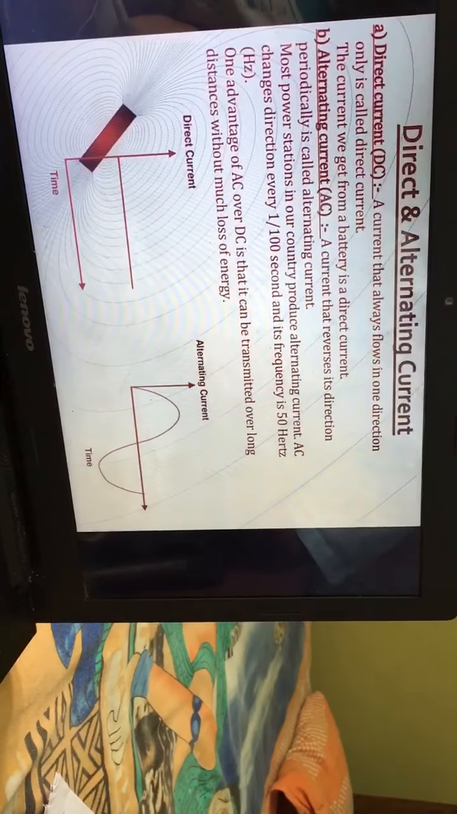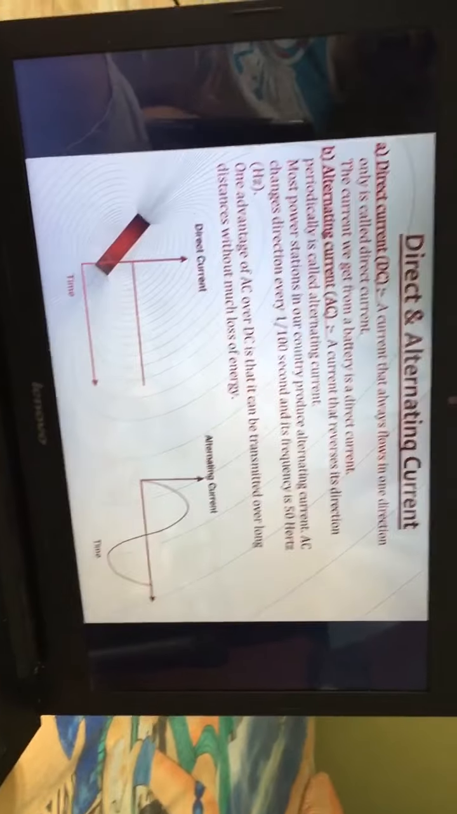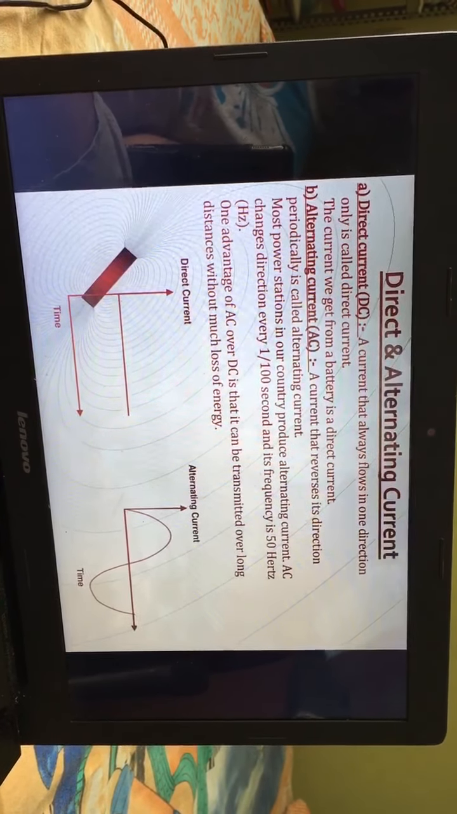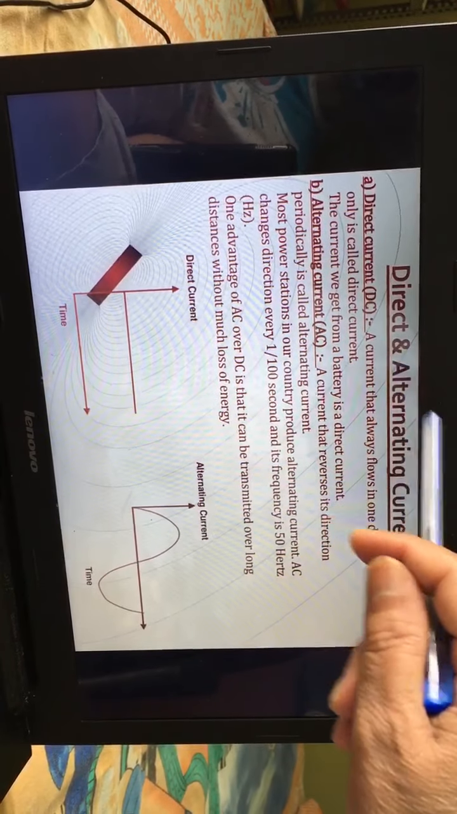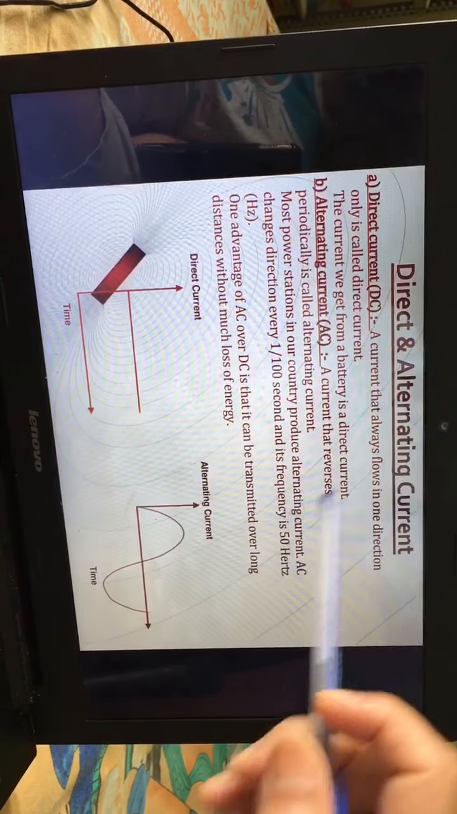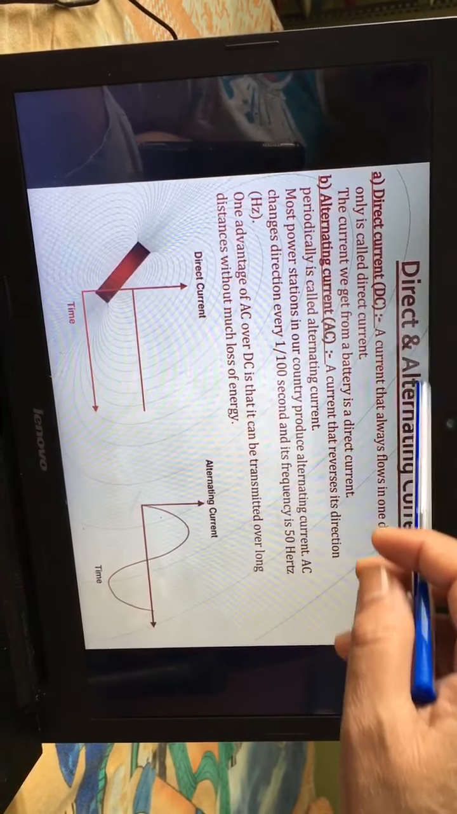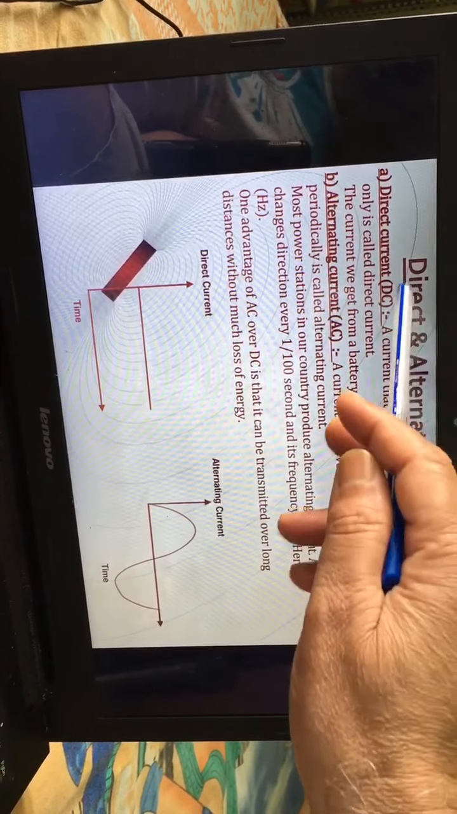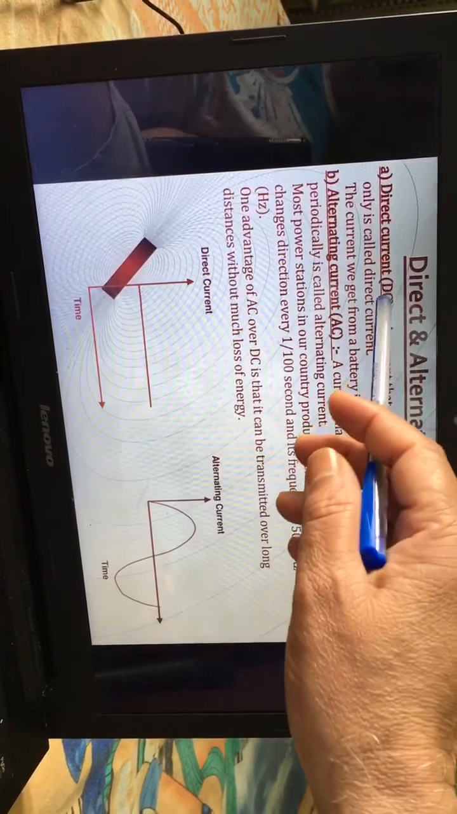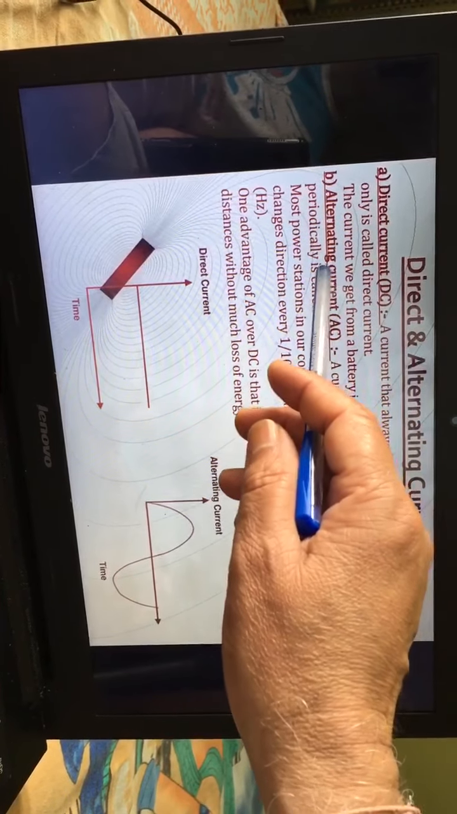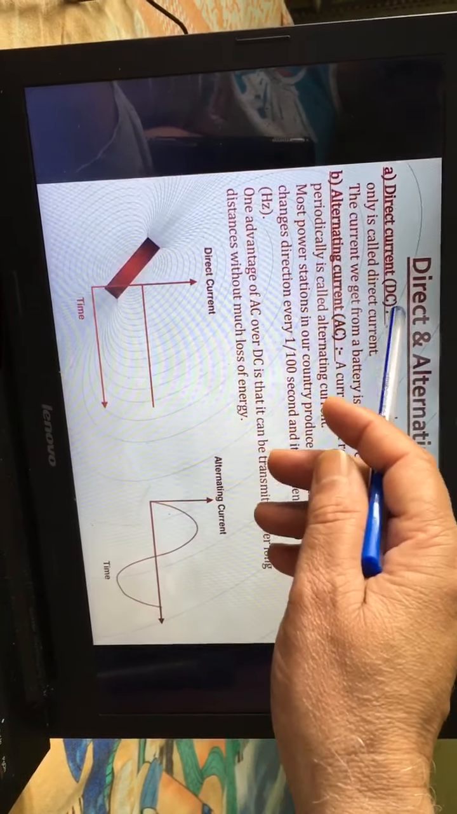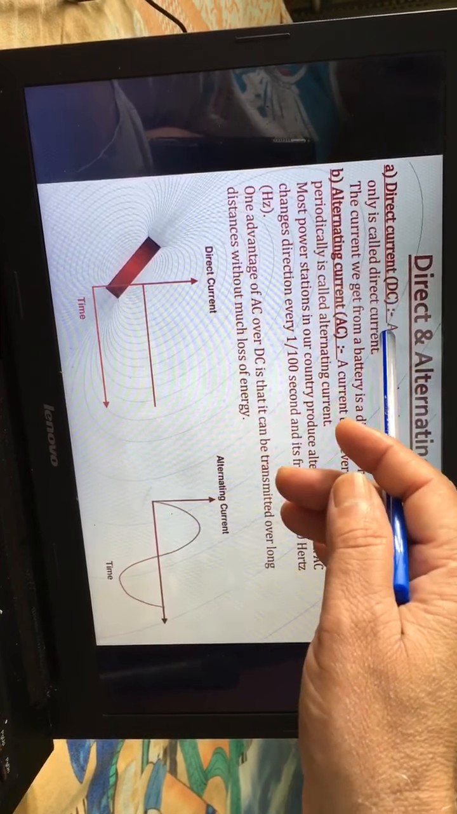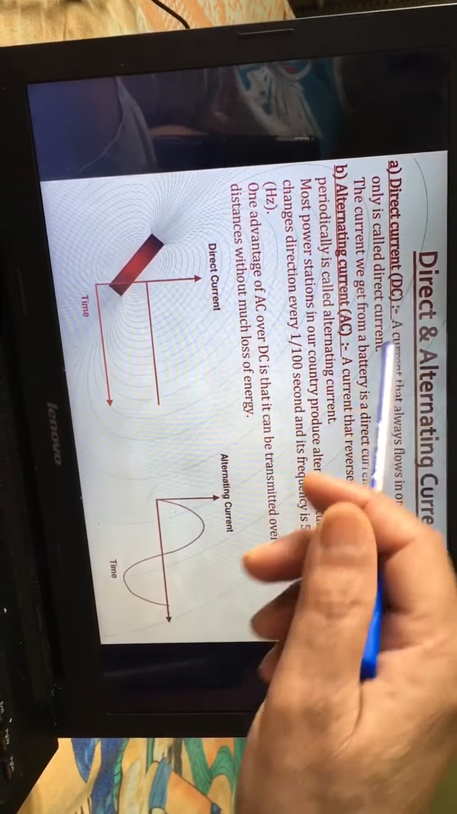Now so far you understand what is an electric motor, what is an electric generator, and how it works. After that, come to electricity, which is of two types. One is called direct current, and the other is called alternating current. So what is direct and what is alternating? Direct current is known as DC, and alternating current is known as AC. So what is DC? Current that always flows in one direction is called direct current. In short, you call it DC.